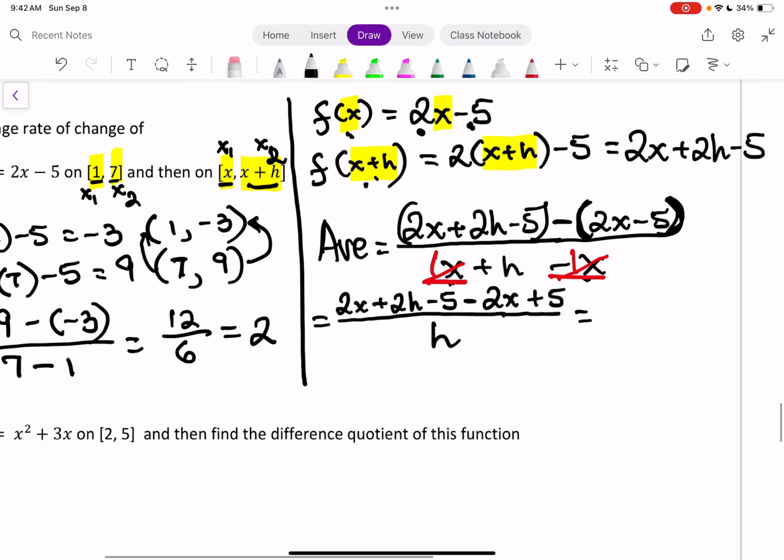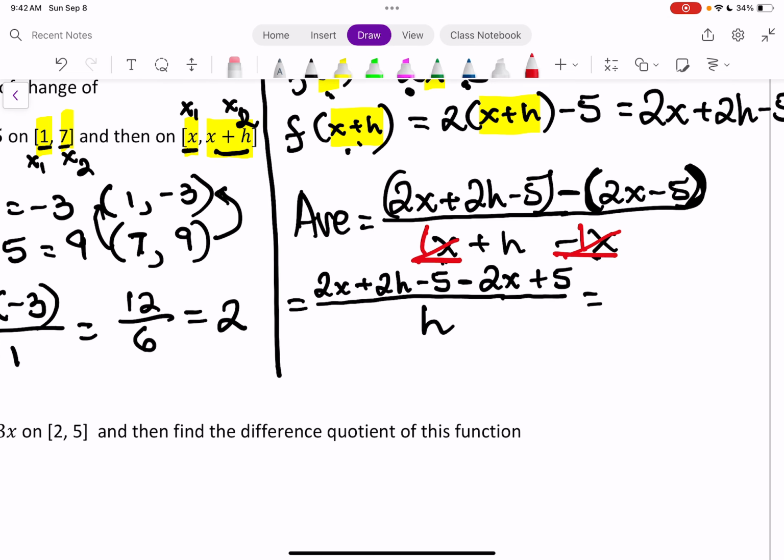Now, as you see, I have a 2x minus 2x. That's 0 x's. I don't have to write them. I have a negative 5 added to a positive 5. That's also 0. So those are also completely gone, because 2h plus 0, that's just 2h. And then when you take the 2h and divide it by h, you get a 2.